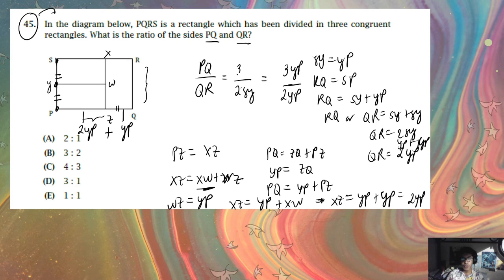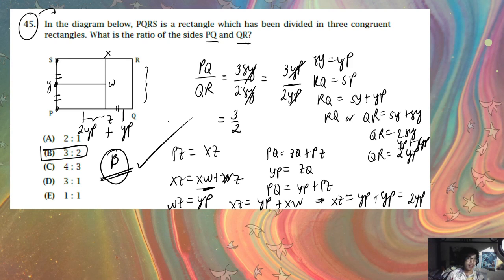This should also give us 3SY. If we divide the SYs and the YPs, what ratio will we get? We get a ratio of 3:2. Therefore, the answer for this problem is 3:2, and that's how we solve the similarity and ratio problem on rectangles.